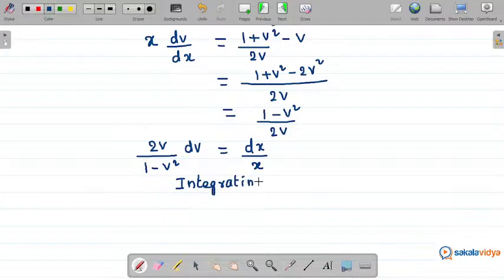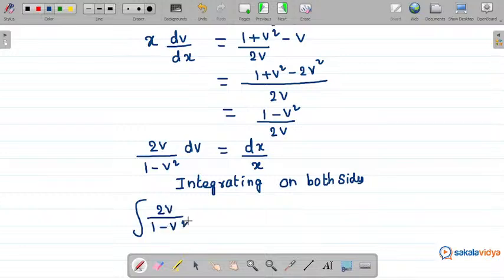Now, by converting to variable separable form, we need to integrate on both sides. Then what do we get? After integration we get the integral of 2v divided by 1 minus v square dv is equal to the integral of dx by x. Just observe the left hand side. 2v is part of the derivative of 1 minus v square. What is the derivative of 1 minus v square? Minus 2v with respect to v itself only. But here we have 2v, that can be adjusted, no problem.